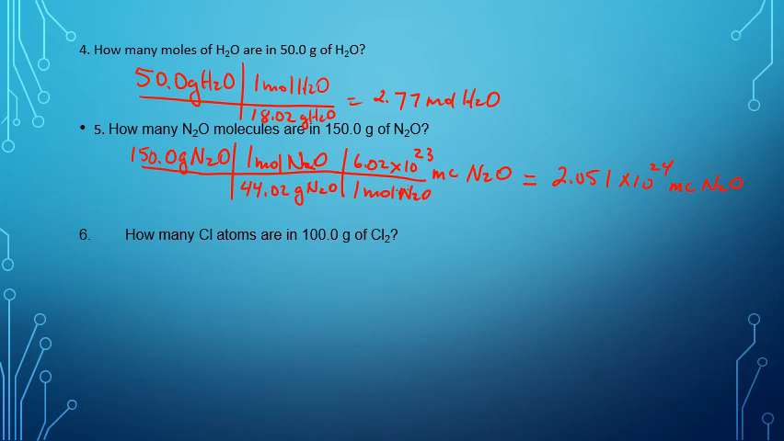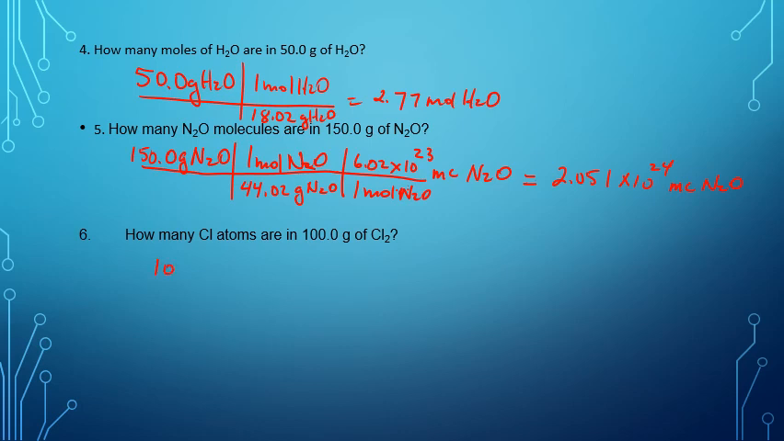And for my last example, how many Cl atoms are there in 100 grams of Cl2? So this one is similar to the silicon tetrafluoride question that we did earlier. Because the chlorine atoms are part of a compound, we're going to first go to molecules and then multiply by the number of atoms found in one molecule.